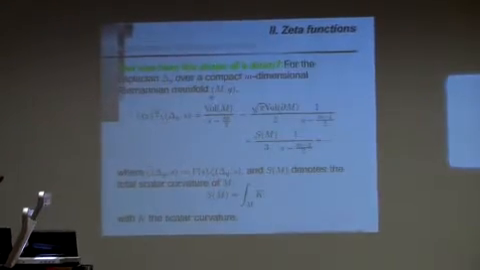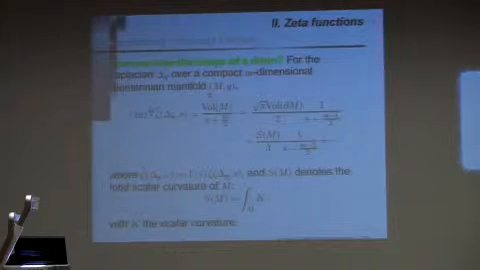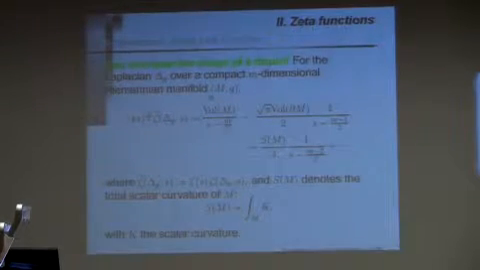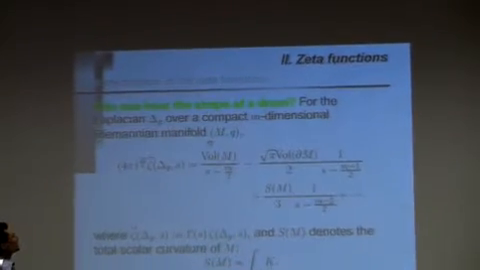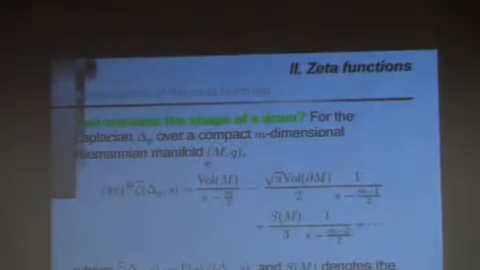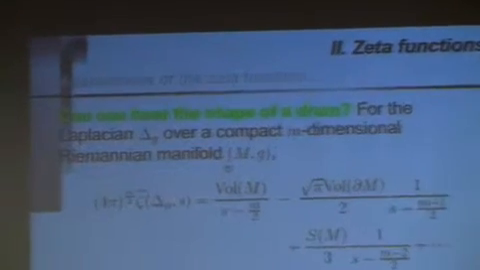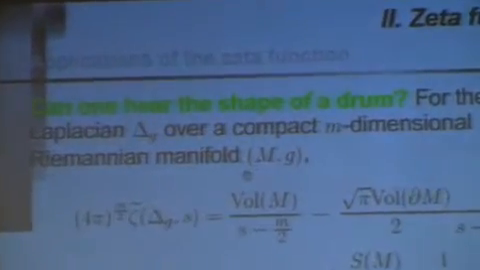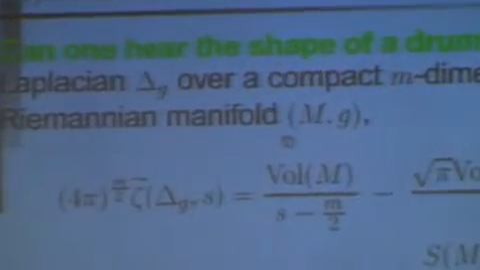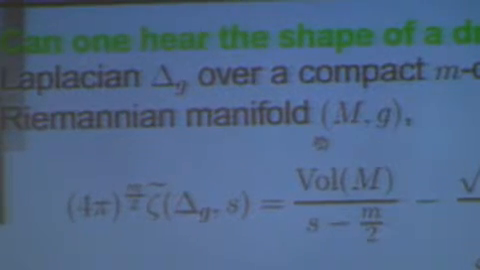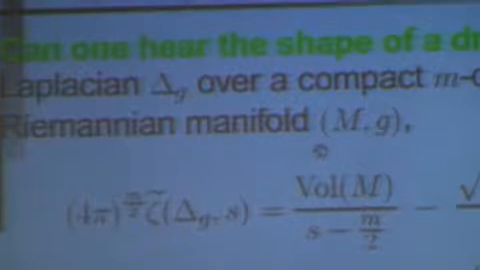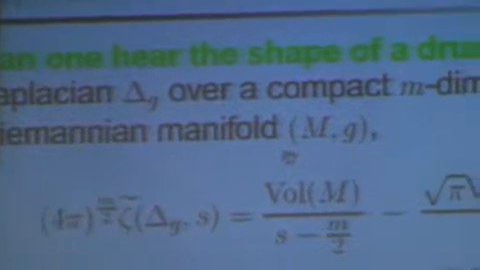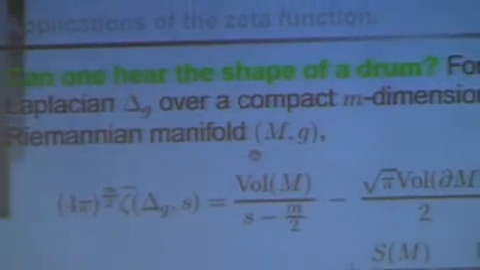In fact, this zeta function can be used to study the manifold. So here's a very famous theorem. It was made famous more or less in the paper "Can One Hear the Shape of a Drum" by Mark Kac. It says for the Laplacian, the true Laplacian, delta G, associated to a Riemannian metric G, has this property here.